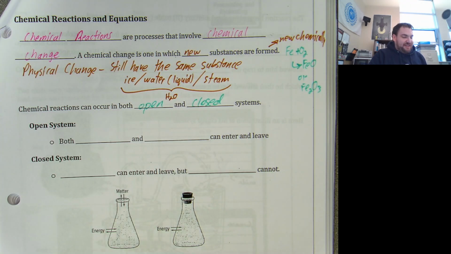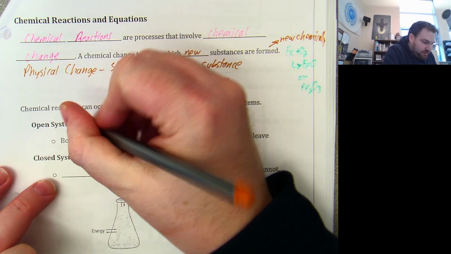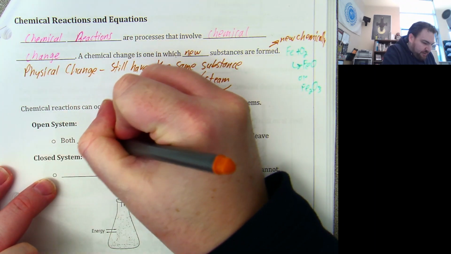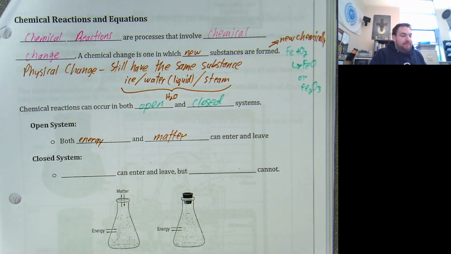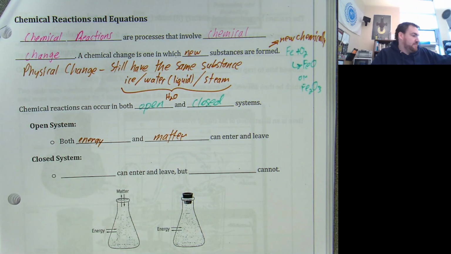So, we were in the process of discussing open and closed systems. Chemical reactions can occur in both open and closed systems. An open system is defined to be a system in which energy and matter are able to enter and leave. Energy and matter are both able to enter and leave the system.